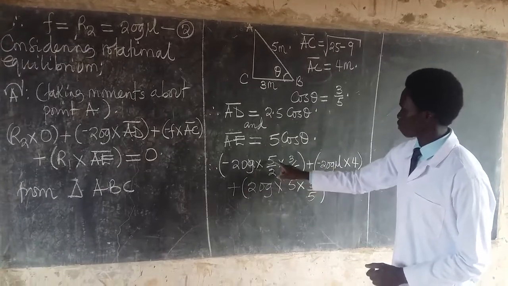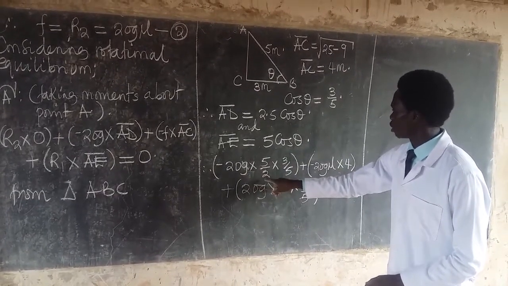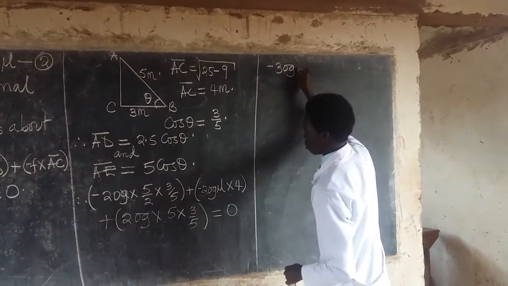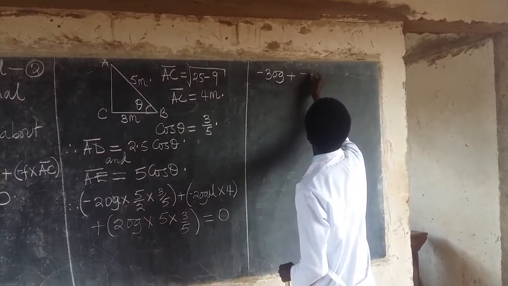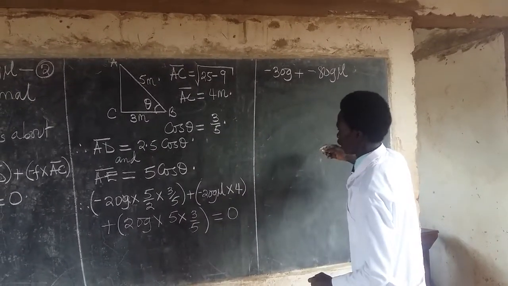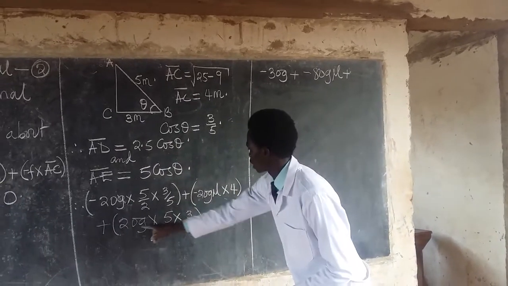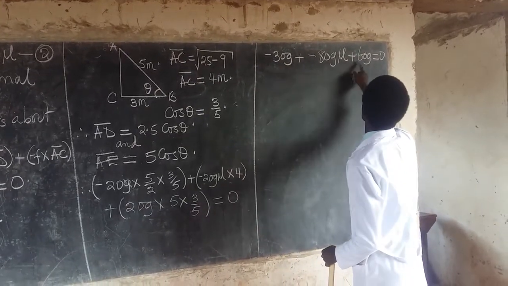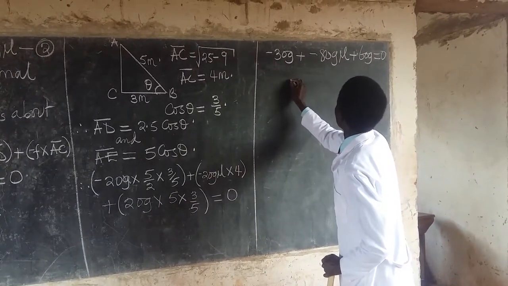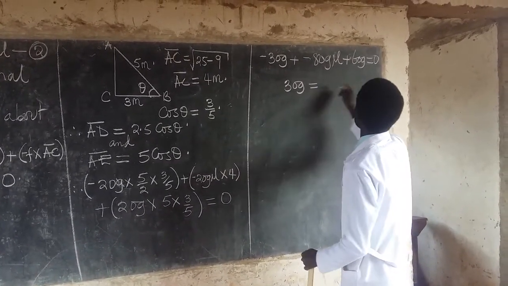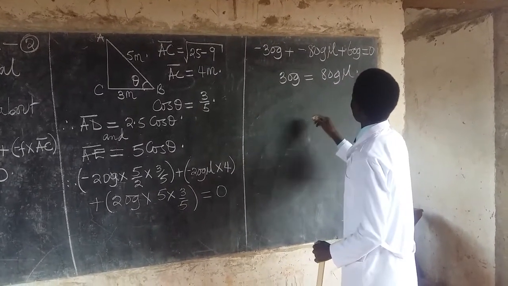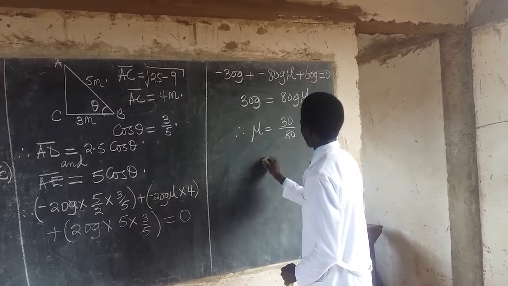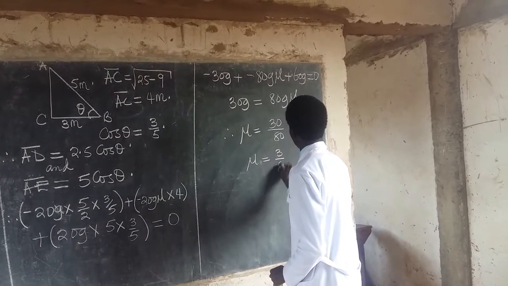For this case, 5 and 5 are going to reduce and give 1. Then this is going to reduce to negative 10, times 3. I'll have negative 30G. And then plus, this is going to give me negative 80G mu. And I'm going to add, this is going to reduce to give positive 60G, which is equal to 0. So I have these common terms. When I add them, I'll have positive 30G, which is equal to, taking this to the other side, 8G mu. So G and G are going to cancel, and therefore mu is going to be 30 out of 8, and then mu is going to be 3 out of 8.